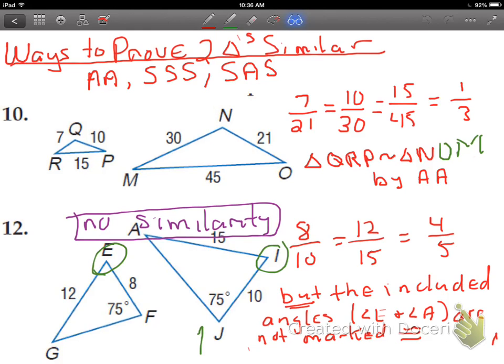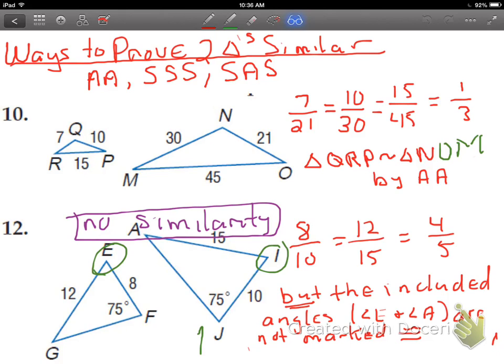In number 12, the triangles aren't similar. The sides are in the correct ratio. They equal each other. They both are in the ratio, rather, of 4 over 5. But we don't have any information on the included angles.